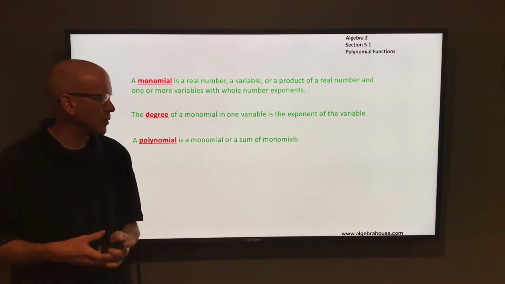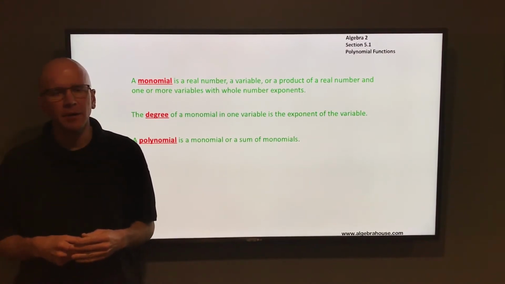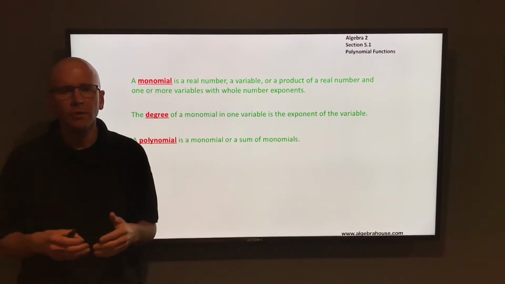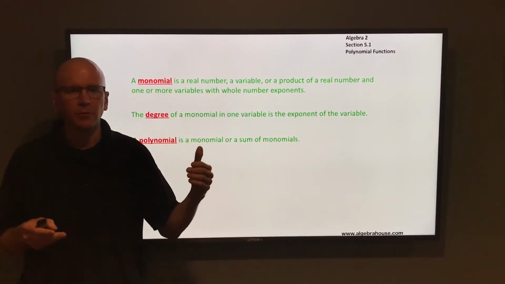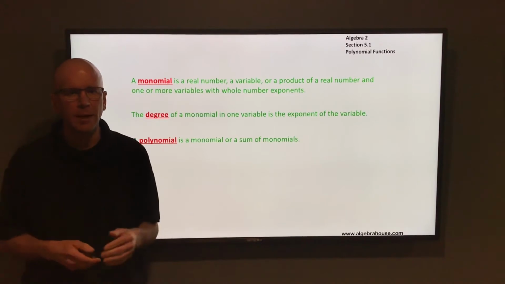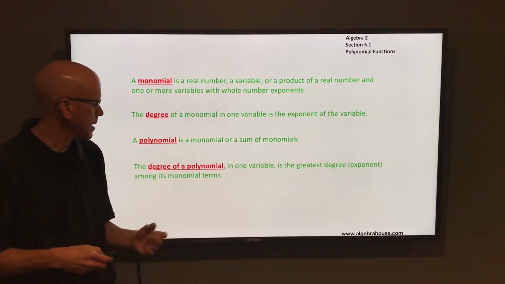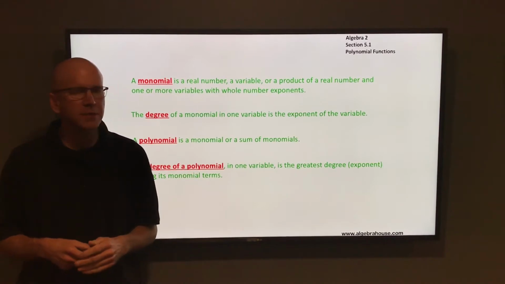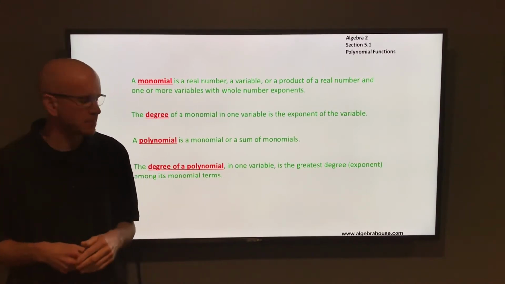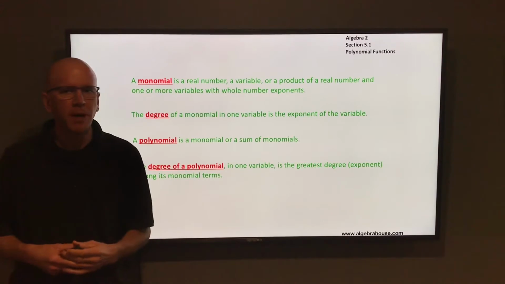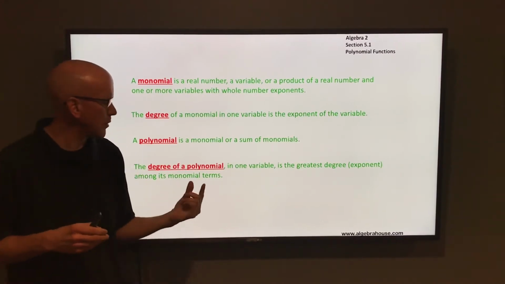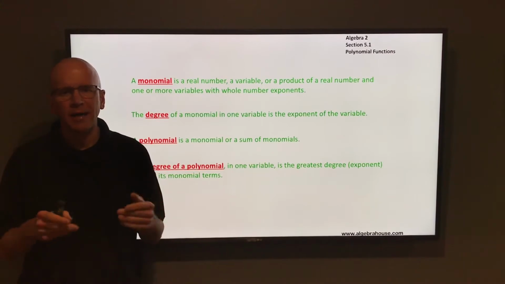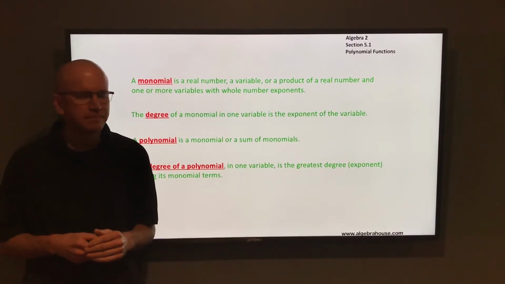A polynomial is a monomial or a sum of monomials. So that 3x to the fourth could be a polynomial, or you could have 3x to the fourth plus 5x to the third plus 6x squared. That's also a polynomial. The degree of a polynomial in one variable is the greatest degree, so the highest exponent among its monomial terms. So when you're talking about the degree of a polynomial in one variable, you're talking about the highest exponent among its terms.